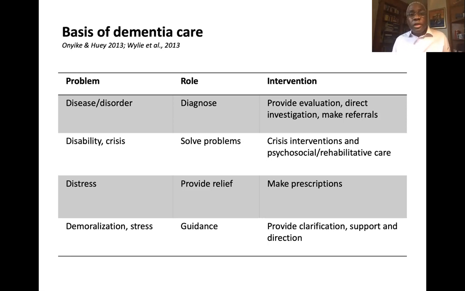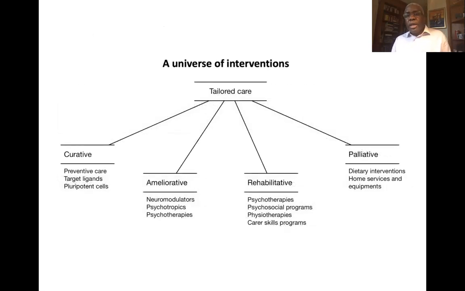So all of these things together, providing an explanation, solving problems, providing relief when needed, providing guidance through the process, all of these together constitute the dementia care role from the point of view of a neuropsychiatrist such as I, or a behavioral neurologist. And we bring to this role a range of interventions that one would hope would be tailored to the individual and to the people around them, the individual and their care partners.